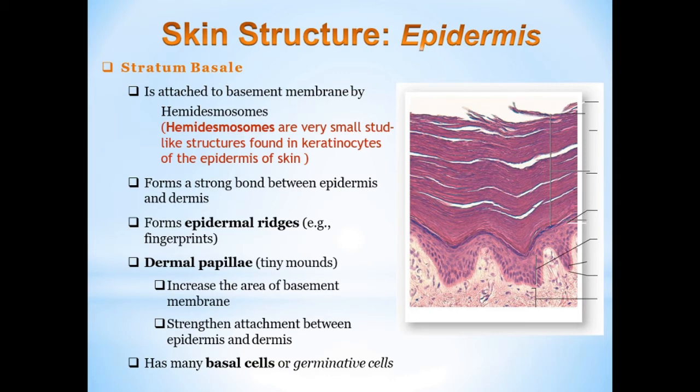It forms the epidermal ridges, for example, the fingerprints. Below that there are the dermal papillae, which are like tiny mounds. These dermal papillae increase the area of the basement membrane, and they strengthen the attachment between the epidermis and the dermis. It has many basal cells, which are also called germinative cells.